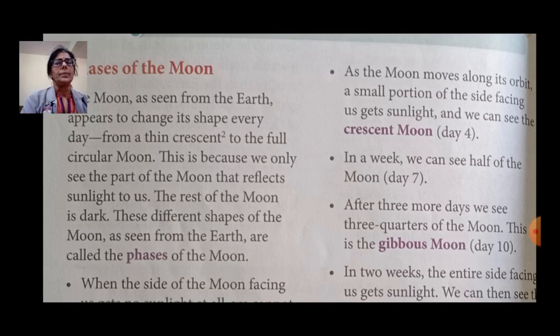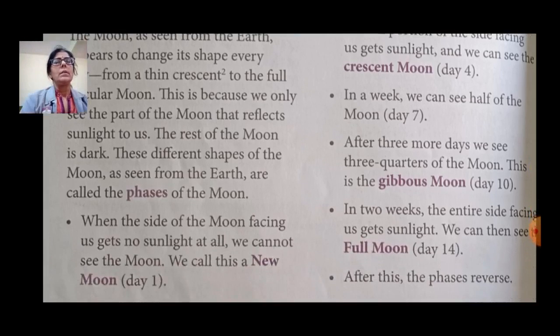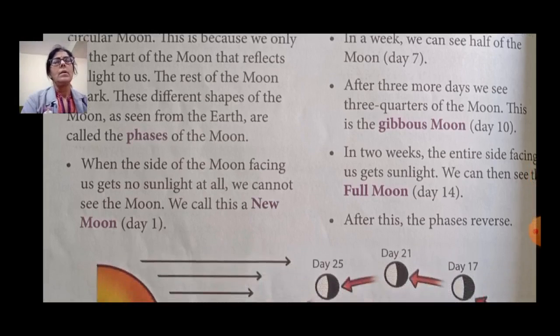This is the gibbous moon, the day 10. In 2 weeks the entire side facing us gets sunlight, and that we call the full moon day, day 14 or 15, or a Purnima. After this the phases reverse.